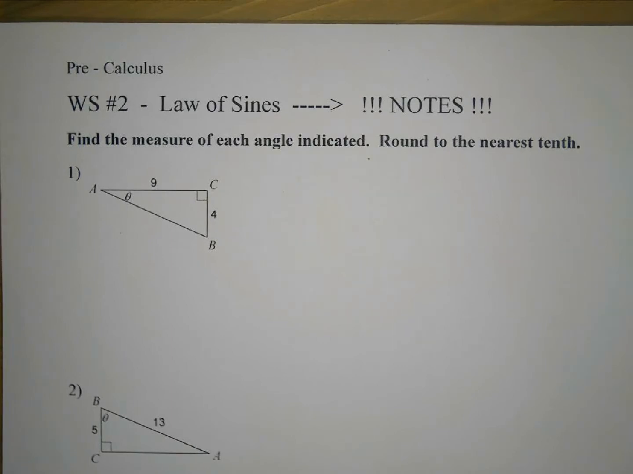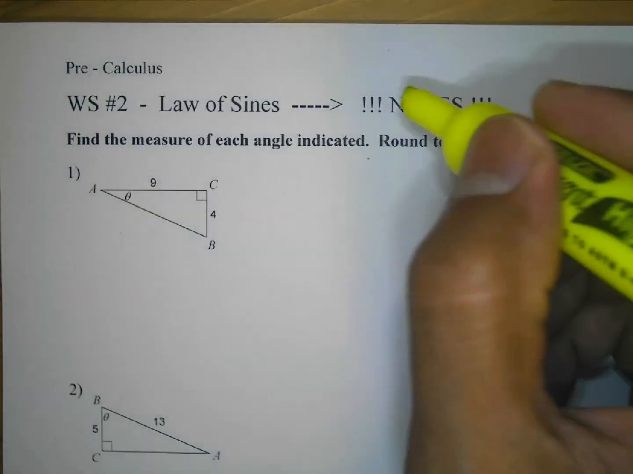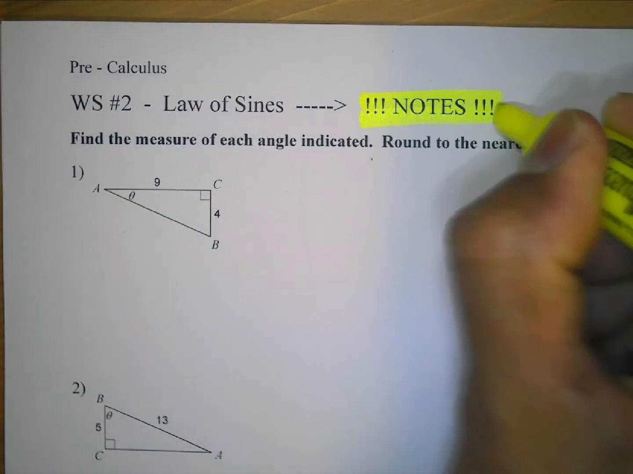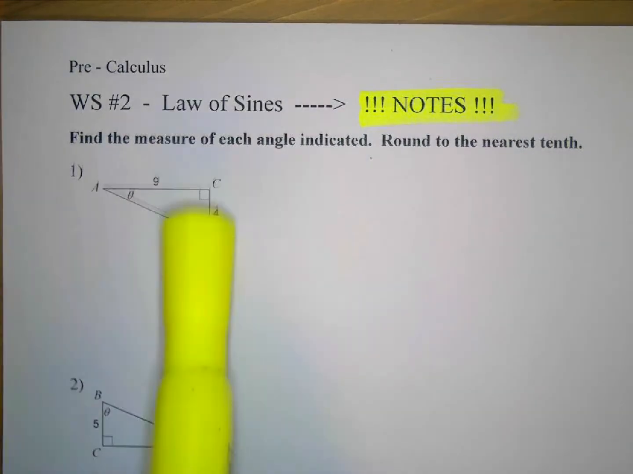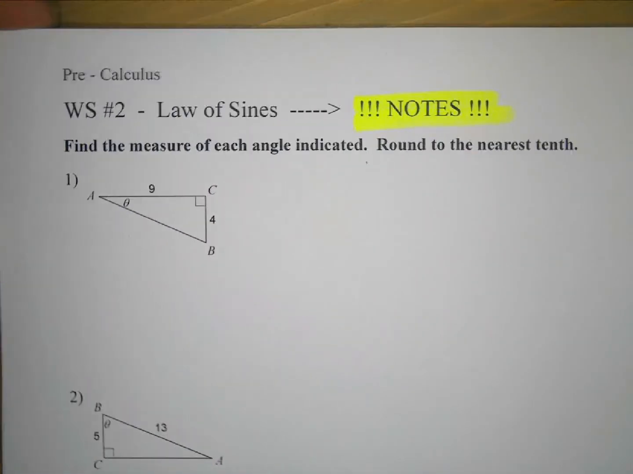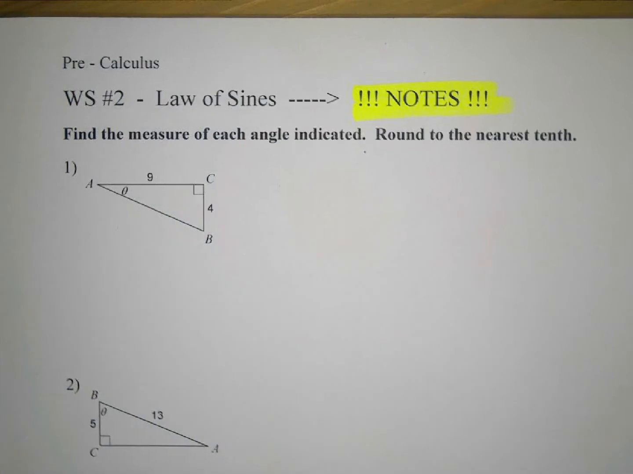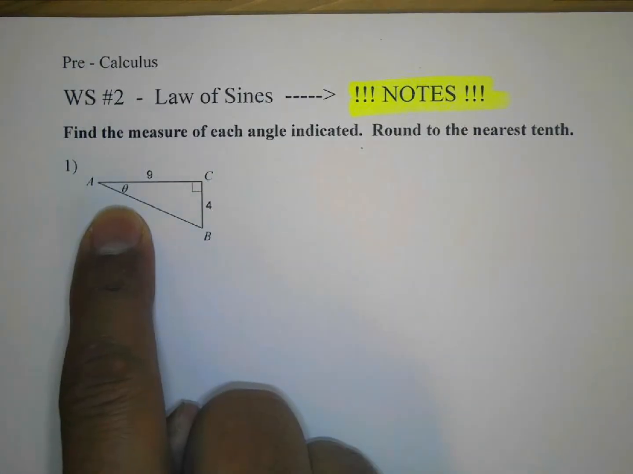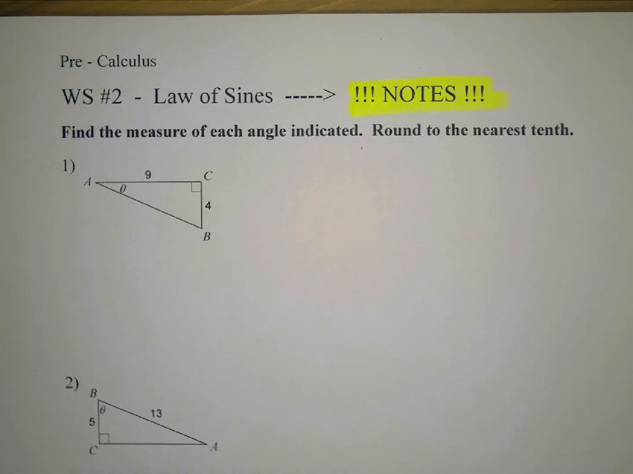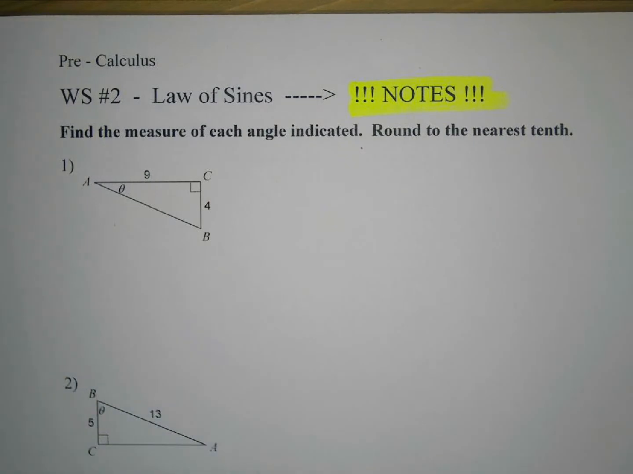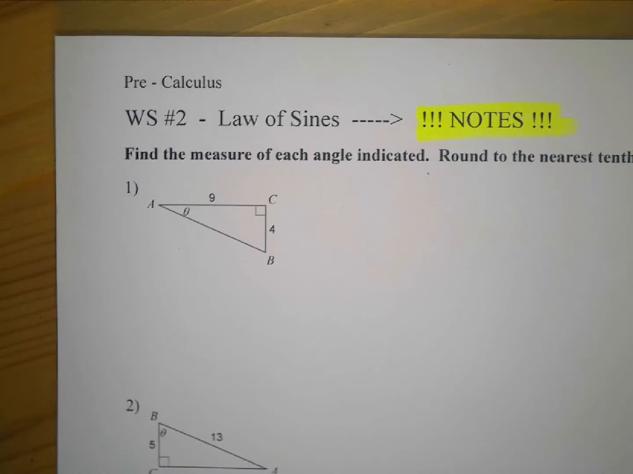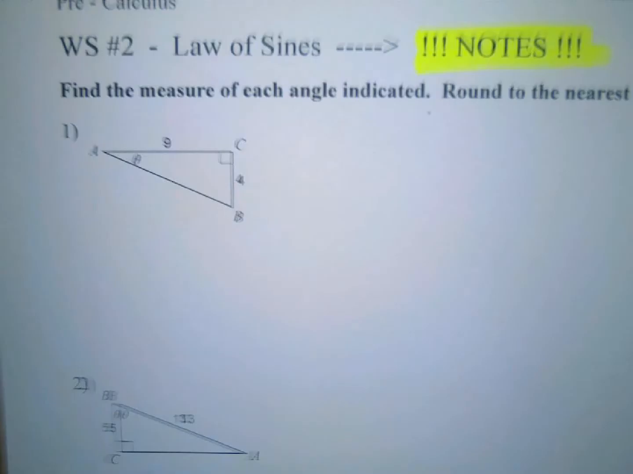Okay, for the second part of law of sines, these are the notes. We're going to have to review these first two parts here on finding angle measures. How do you find the angle? Because we're going to need that when we do the second part of law of sines. So here's number one. All right, so zooming into number one here.